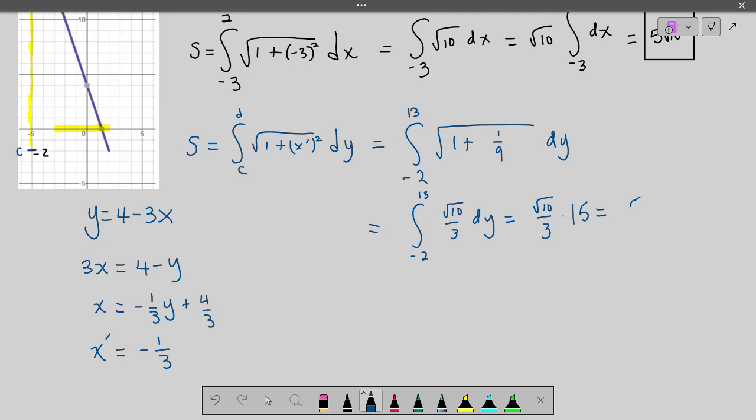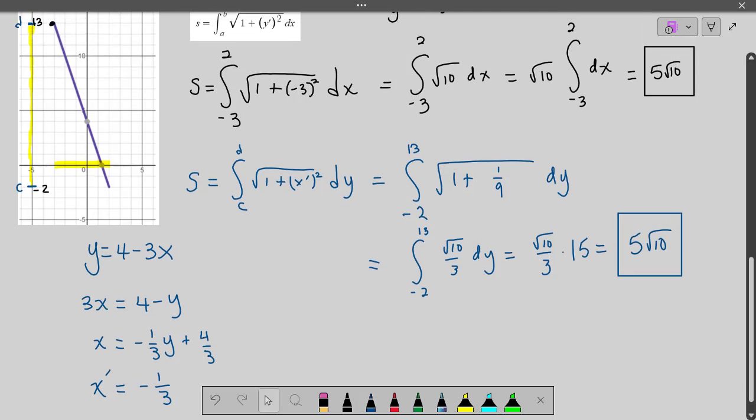I was panicking for a minute because the numbers were not matching. I was doing 13 minus 2 instead of 13 minus minus 2. So 5 root 10, which is the same as we got above. Yeah.